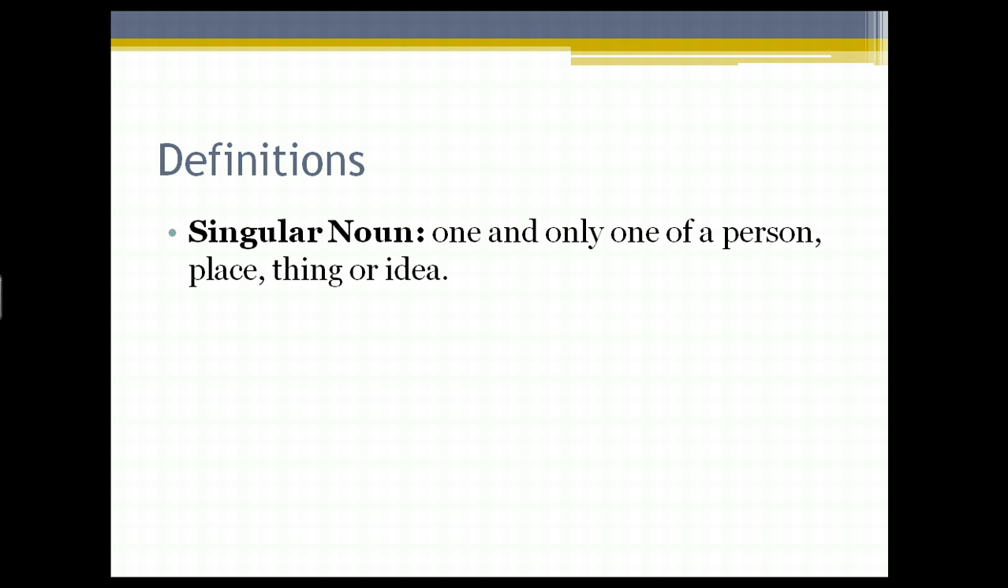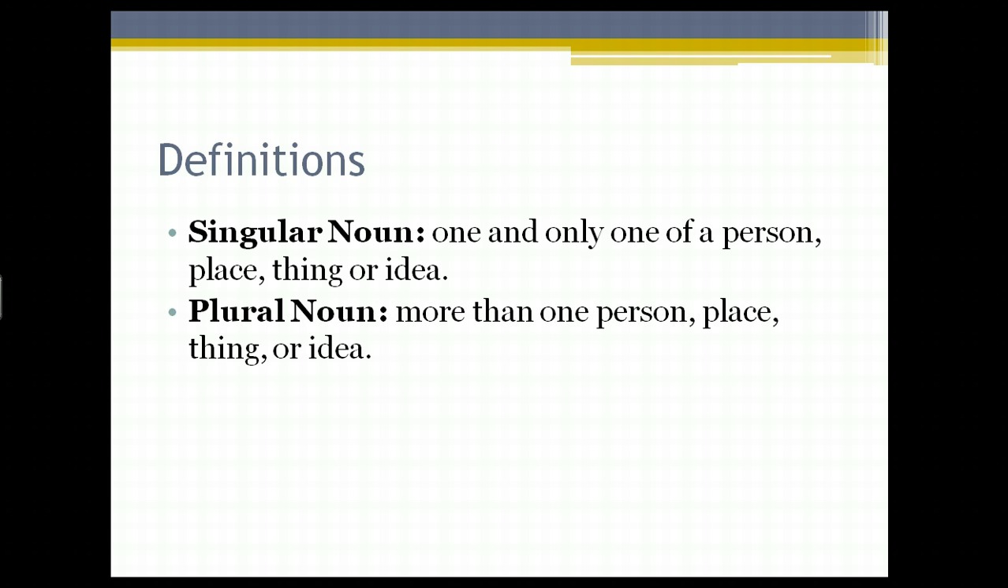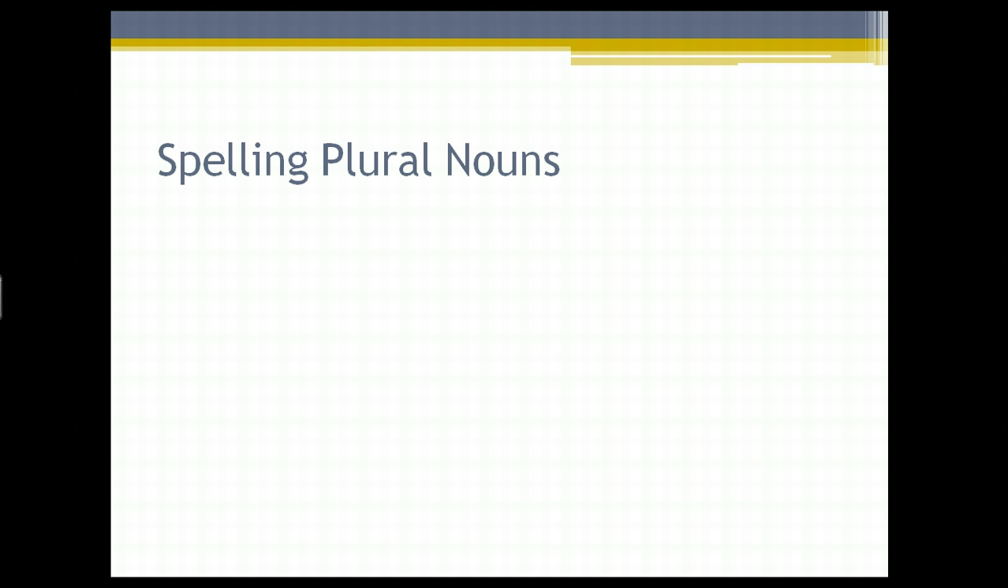First, a singular noun is one and only one of a person, place, thing, or idea. Compare that to a plural noun: more than one person, place, thing, or idea. Just as from last lesson, all nouns are either common or proper, and all nouns are concrete or abstract, all nouns are either singular or plural. Okay, that's kind of the easy part. Spelling them, that's where it gets more challenging.